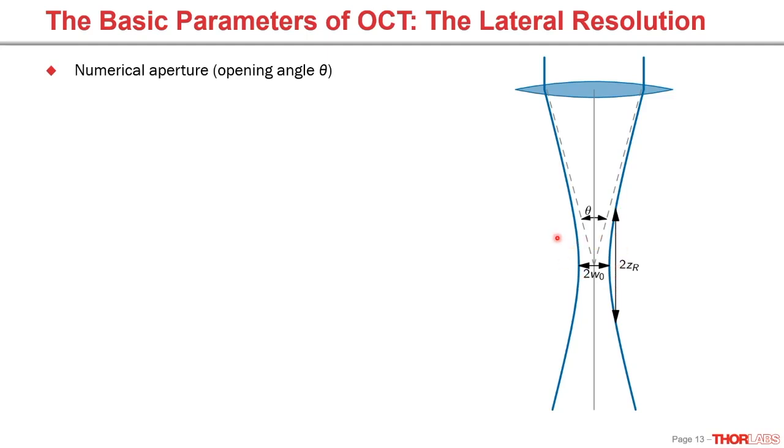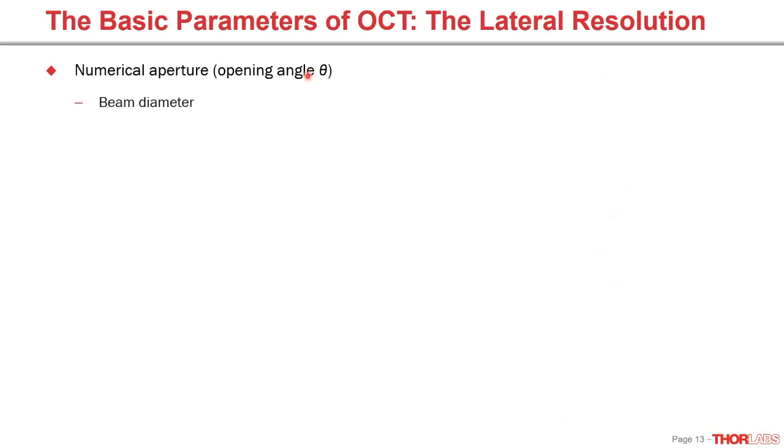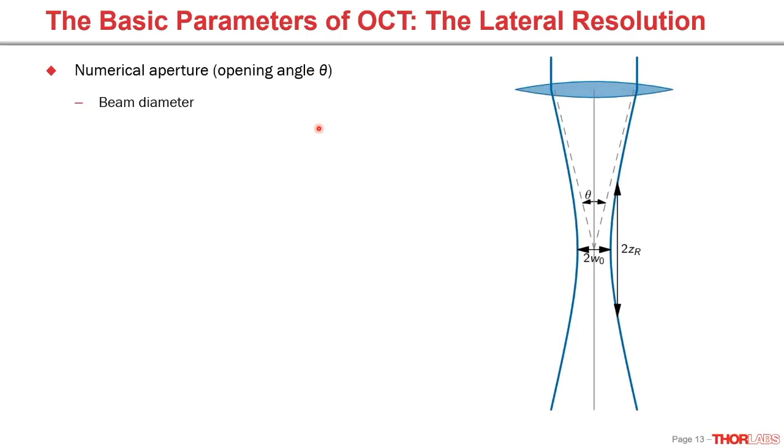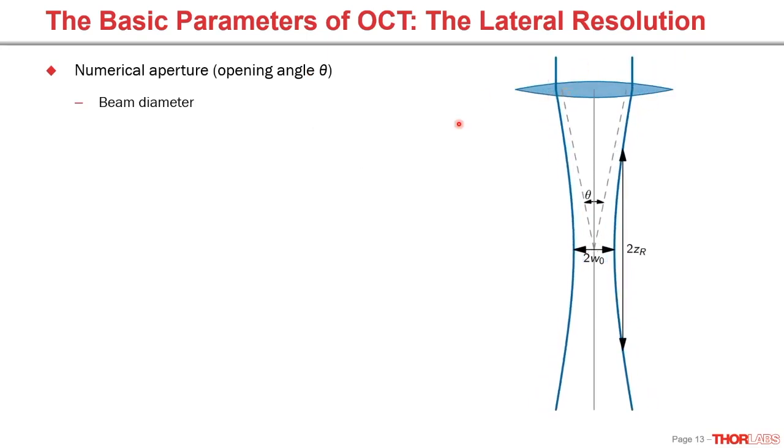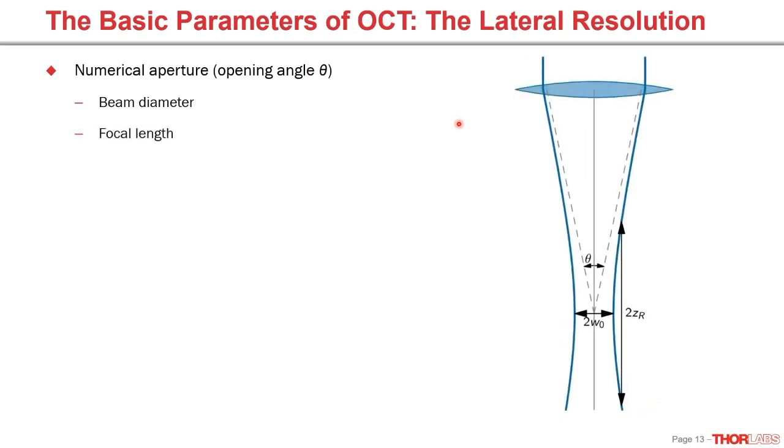And of course, as this beam waist gets smaller, your resolution will get better, and this depends on the opening angle theta. And there are 2 ways to change it. We can either make the beam diameter that goes into the lens or into the objective wider, or alternatively, we can also change the focal length.